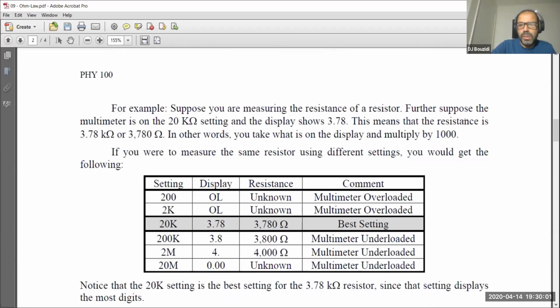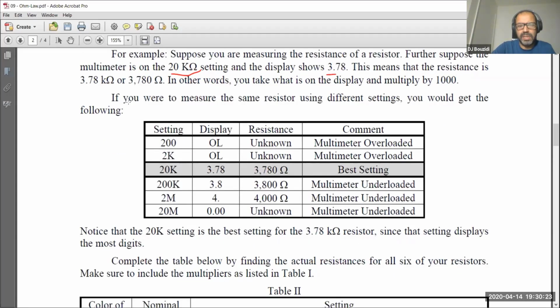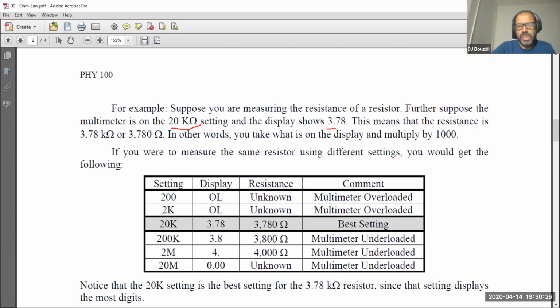So, the question in here is the instructions basically. For example, you have set it on 20 kilo, and this is the reading in here, 3.78. But if you read it, you multiply that number by 1,000 to get that reading. If you set it on a different number, here is basically the same resistor. In this example, it's 3.78. That's what the scale is reading on the multimeter itself.